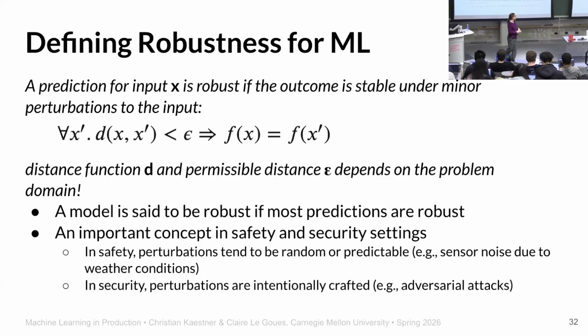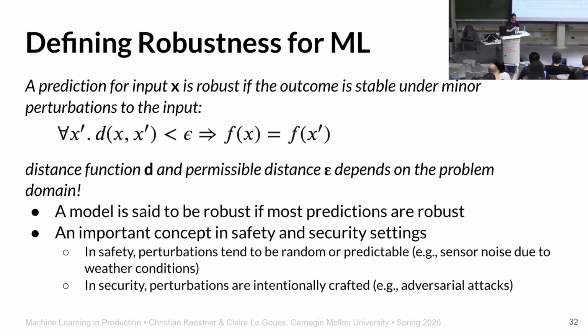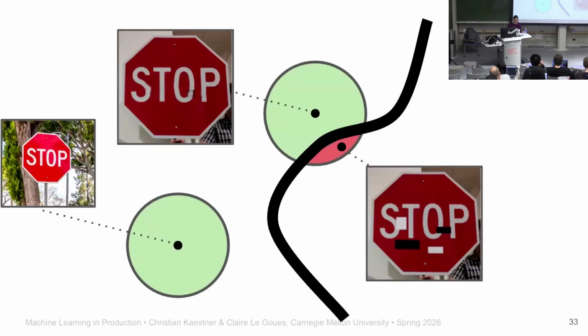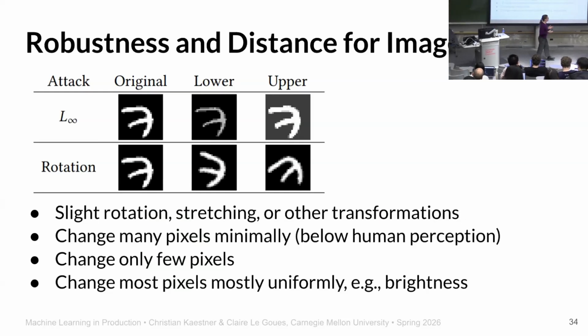Security perturbations are usually adversarial attacks. So the question is, how robust is your model in light of small perturbations to inputs? If you're looking at robustness for images, you might make very small changes and see if your model continues to make the same predictions.